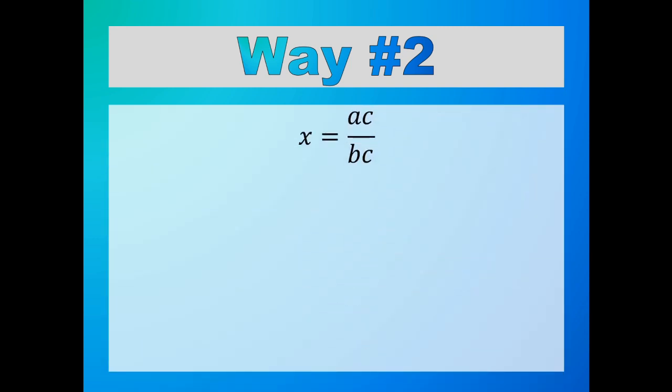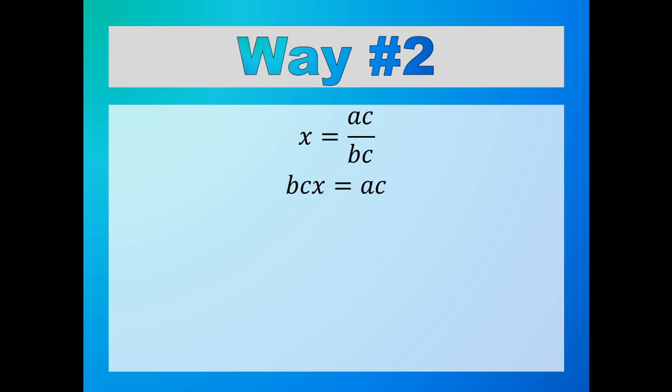Let's now use the same pattern in the previous slide, but let's now use more variables to explain this idea of simplifying fractions in a general case. Let x be equal to AC over BC, where A is any real number, B is any real number but 0, and C is any real number but 0. I can multiply both sides by BC.